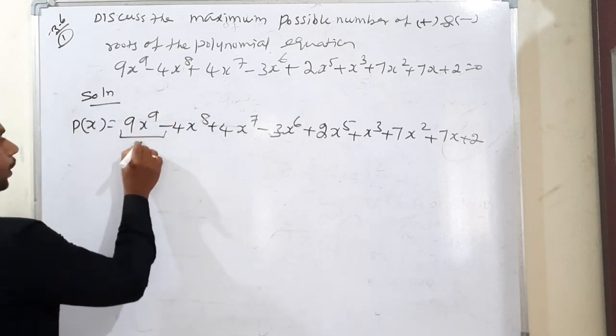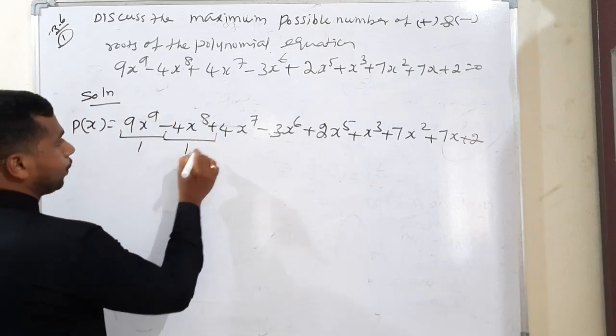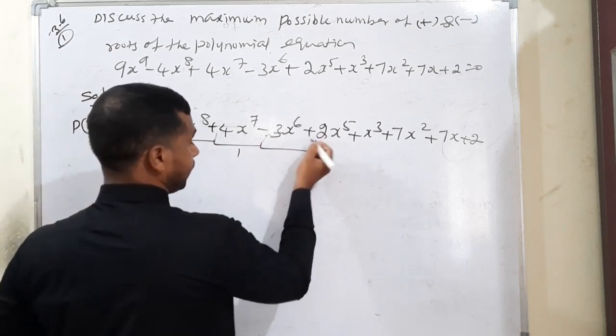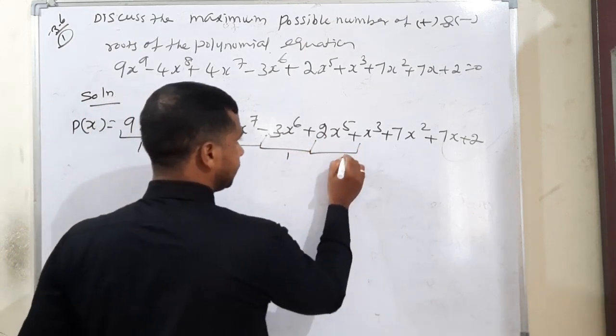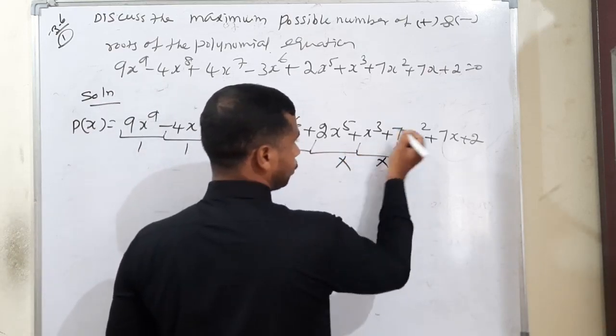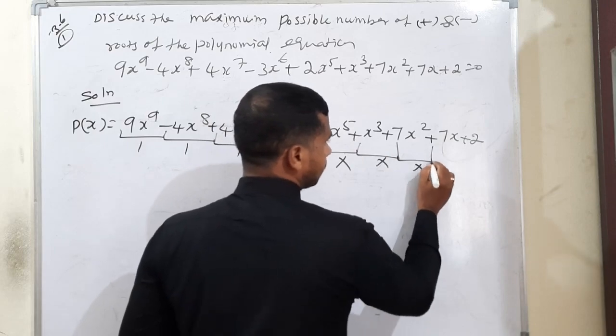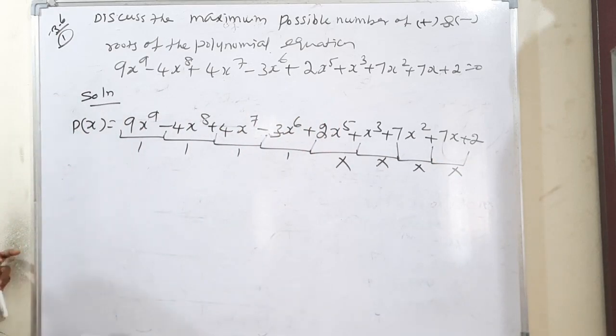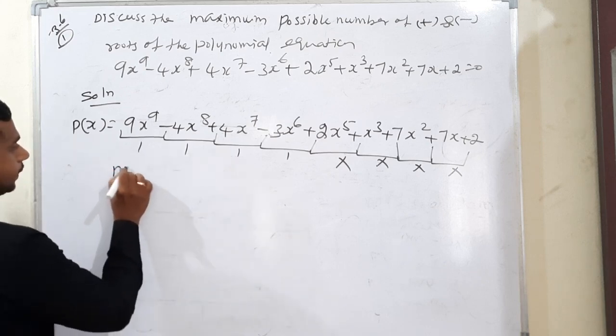So positive to negative, 1 sign change; negative to positive, 1 sign change; positive to negative, 1 sign change; negative to positive, 1 sign change; positive to positive, no sign change; again positive to positive, no sign change; last condition also positive to positive, no sign change. So in positive real roots, how many sign changes?